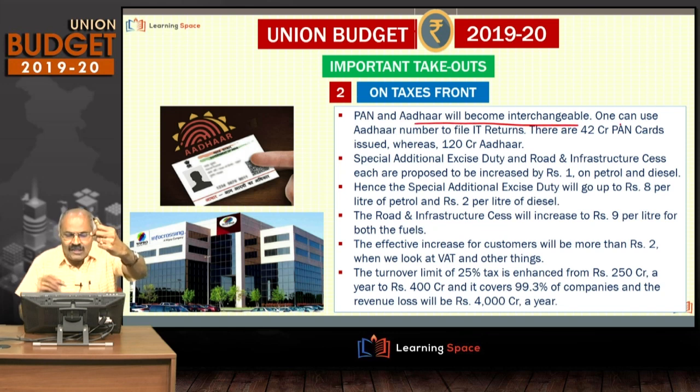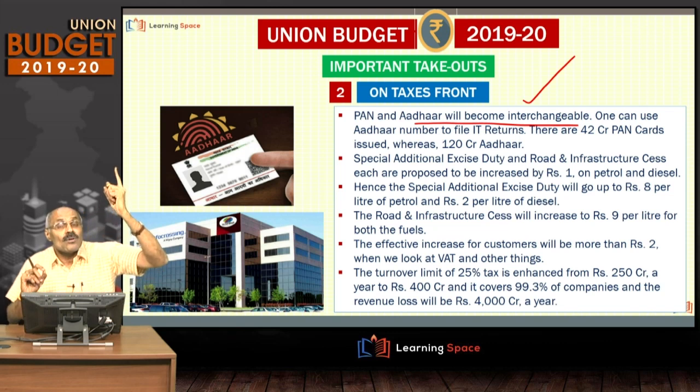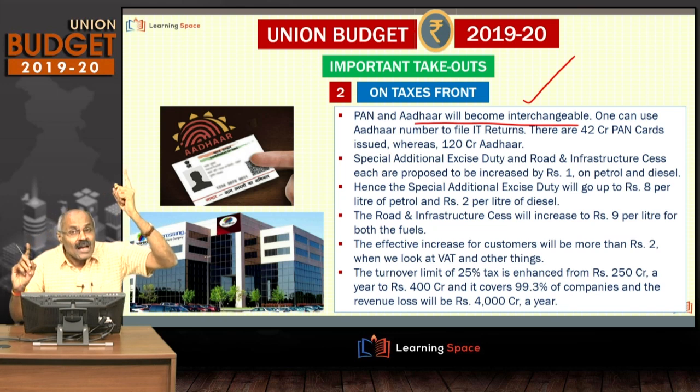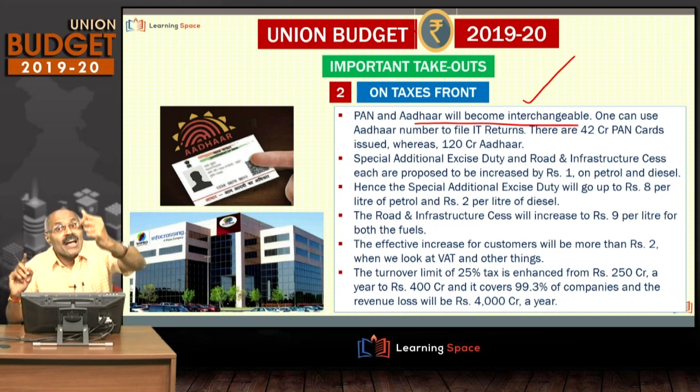First and foremost is PAN and Aadhaar. They will become interchangeable. This is highly significant because India has more than 120 crore Aadhaar cards, whereas PAN cards are just around 42 crore. Under these circumstances, you can quote your Aadhaar number to file income tax returns, most important.